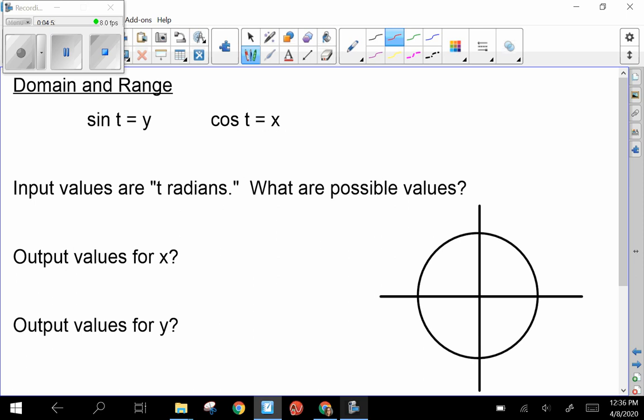Let's first talk about domain. Those would be input values into these functions. What could t possibly be? Well, those are going to be angle measures. Those are radians. What kind of things are we allowed to input? Well, there's actually no restriction.